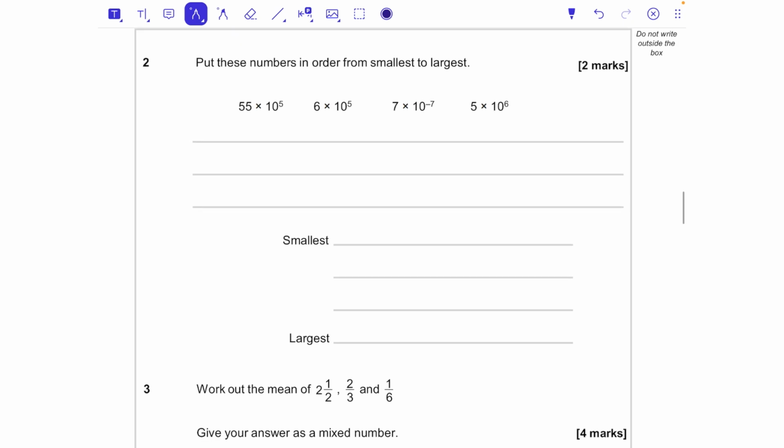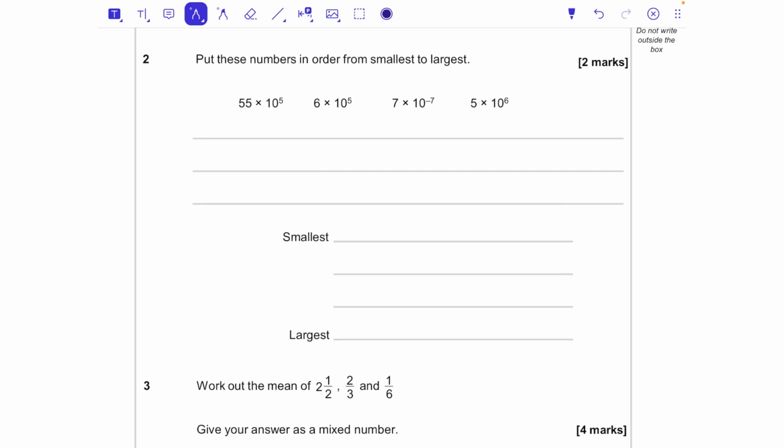Question number 2, put these numbers in order from smallest to largest. Now some of these numbers are in standard form. This one's in standard form, so is this one, and so is this one, because they're all a number between 1 and 10 times 10 to the power of something.